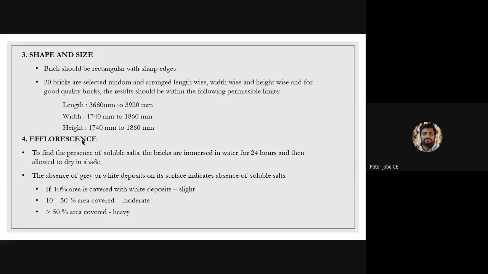And if 10 to 15% is covered, we can say that it contains a moderate amount of soluble salts. At times, these are also allowed for temporary construction. And then if the total area of these white patches is more than 15% of the total area of a brick, we can say that it contains heavy amounts of soluble salts, and it is not at all recommended for construction. And this is the test for efflorescence.